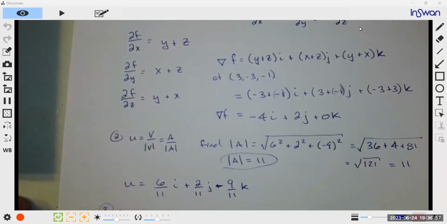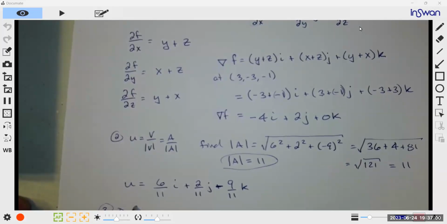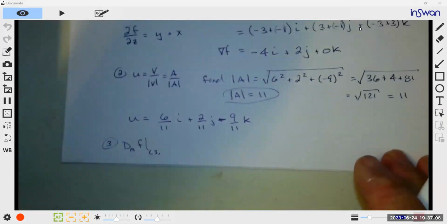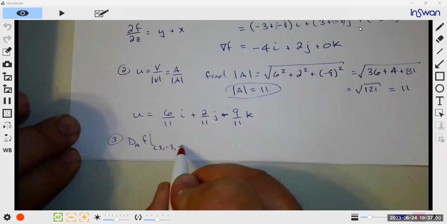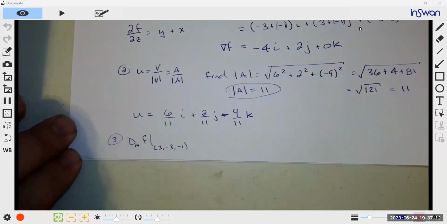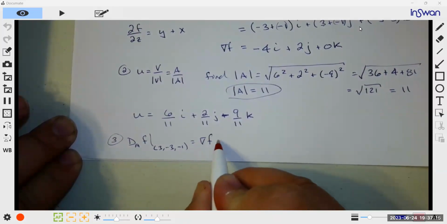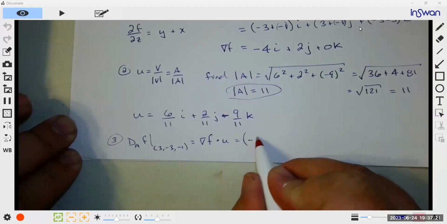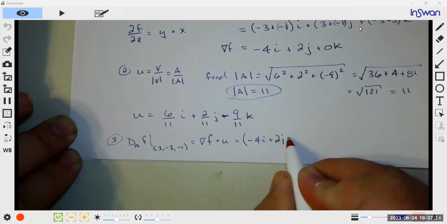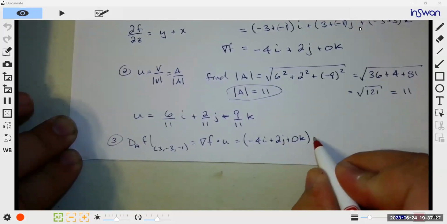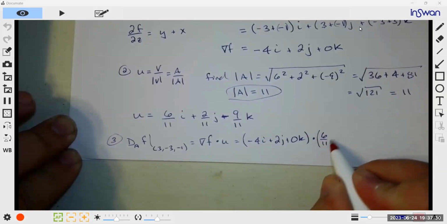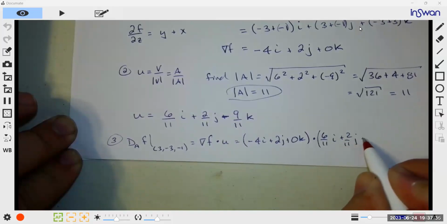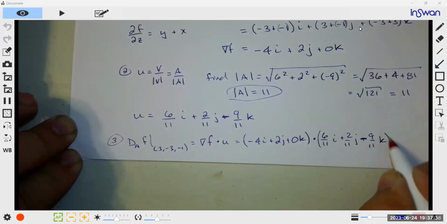Now we have to find what we're looking for by using del f dot u. Del f was negative 4i plus 2j plus 0k, dot 6 over 11 i, 2 over 11 j, minus 9 over 11 k.